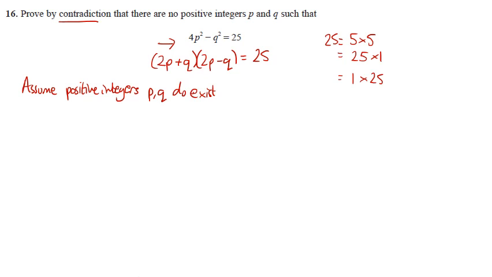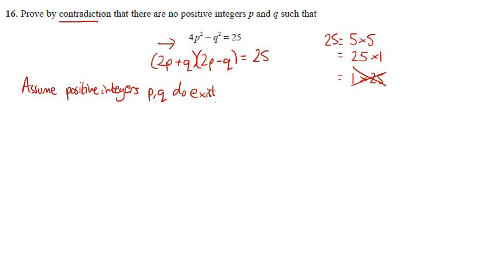Okay, now you could also think 1 times 25, but we're going to discard that because that would mean that 2p plus q would be 1, but 2p minus q would be 25. And we know that if p and q are positive, then 2p plus q must be greater than or equal to 2p minus q. It can't be less than it. That wouldn't make sense if these are positive integers.